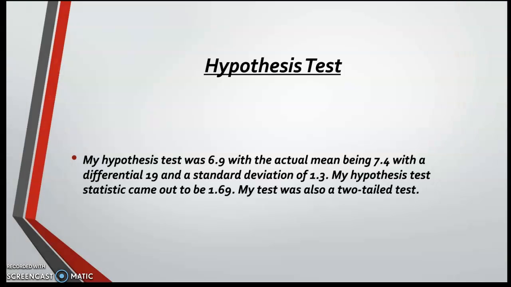My hypothesis test. My hypothesis test was 6.9 with the actual mean being 7.4, with a standard deviation of 1.3. My hypothesis test statistic came out to be 1.69. My test was also a two-tailed test.